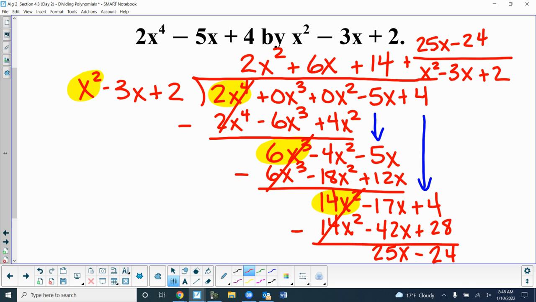Number 8, you're going to have to add an x cubed and an x squared, just like we did on this warm-up. And your answer is 4x squared plus 12x plus 44. And then your remainder is 161x plus 84 over x squared minus 3x minus 2.